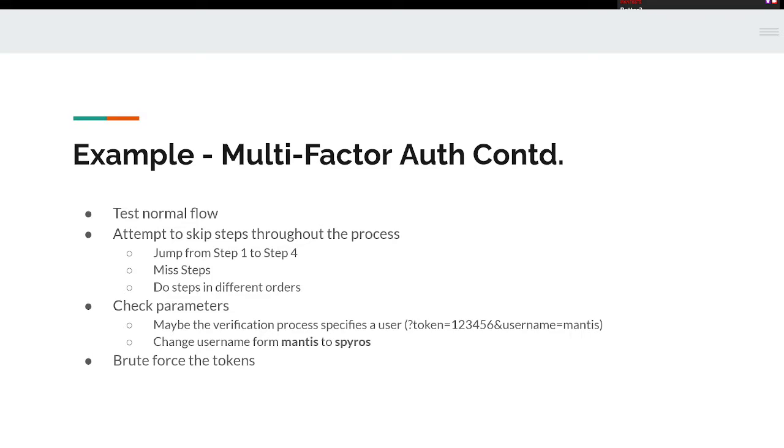Also, things like parameters. You might have your username when you're submitting your multi-factor authentication step, or the other step, the email version, authorizing the device. If the parameters in there have a username or an identifier for your account, you may be able to swap that out for another account. So you might be able to go, okay, this verification process is for Mantis, but actually I want to do it for Spiros, or vice versa. So yeah, it's worth checking that sort of thing.